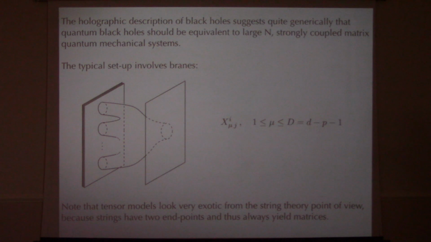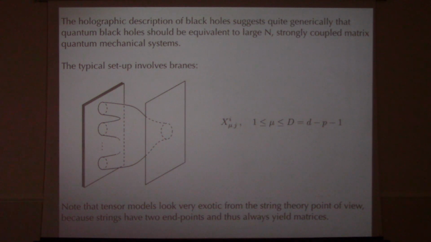All right. So now let's go to physics. I will still talk about large N and large D with the physics applications. So what I want to emphasize is this holographic description of black holes, which suggests, as I explained in the school, in a very general way, that quantum black holes should be equivalent to large and strongly coupled matrix quantum mechanical systems. The typical setup involves branes. You have branes, you have open strings that join the branes, and you have matrices because the open strings have two ends, and each of the indices labels on which brane the open string ends.